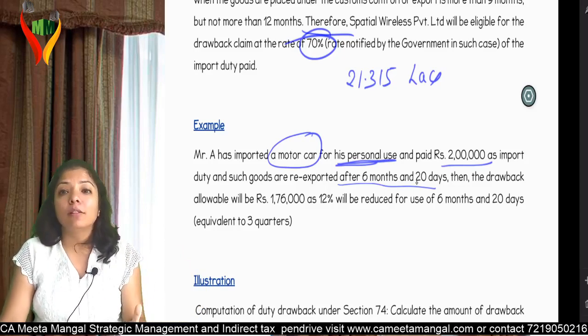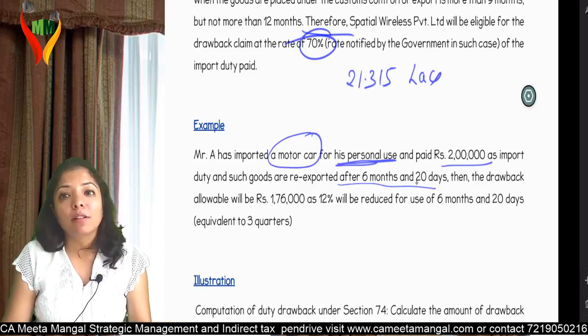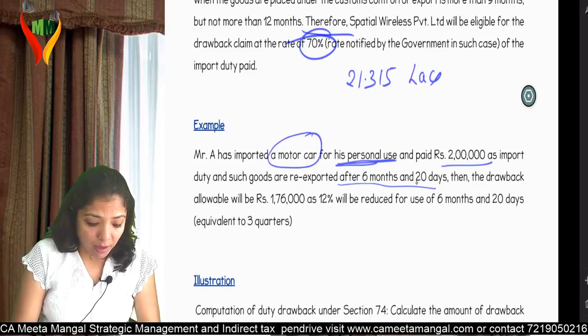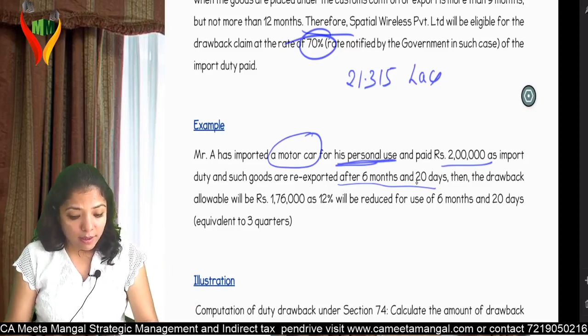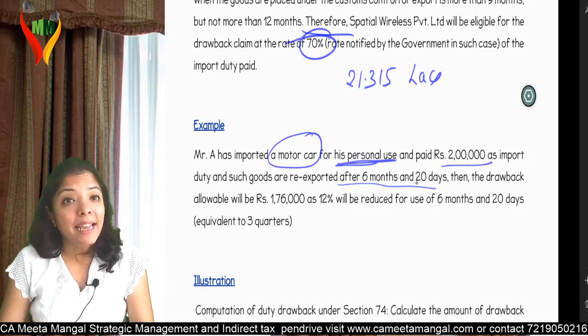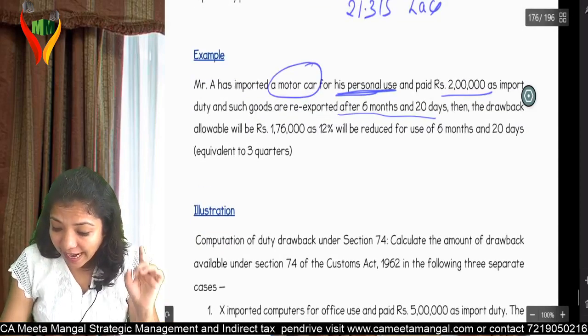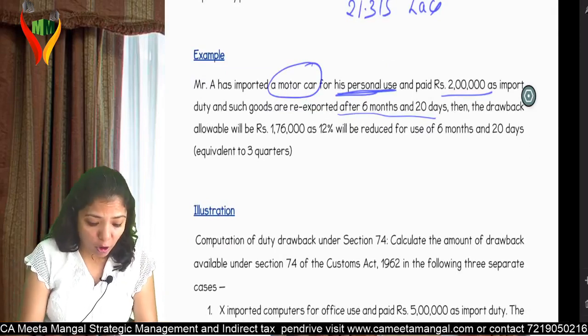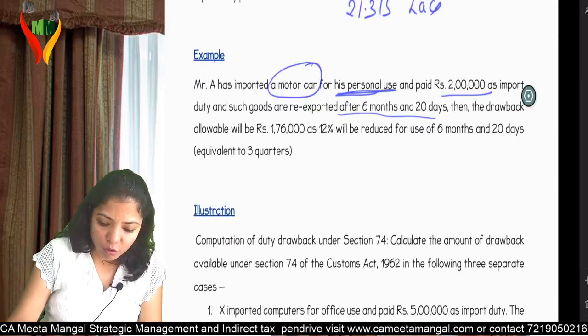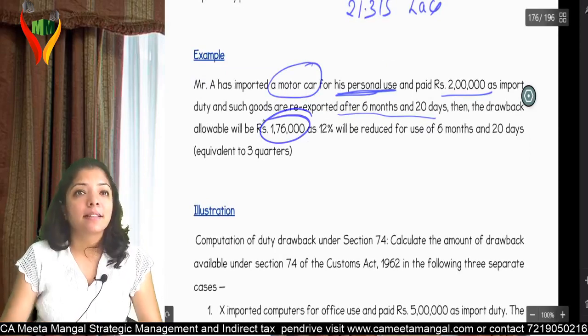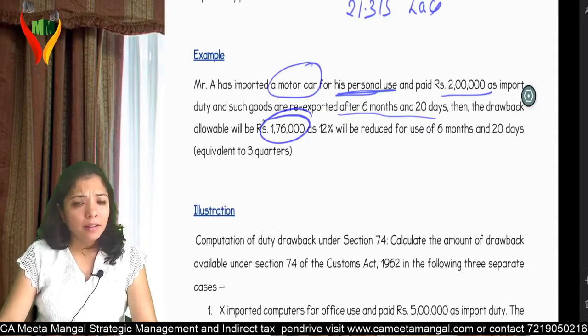So every quarter is 4%. So 3 quarters, that means 4% per quarter, which comes to 12%. That means 100 minus 12 is 88%. That means you'll be getting 88% drawback of 2 lakh, which comes to 1,76,000. Am I clear?